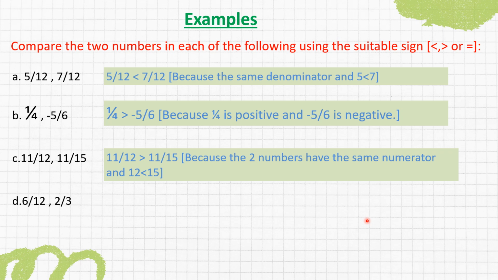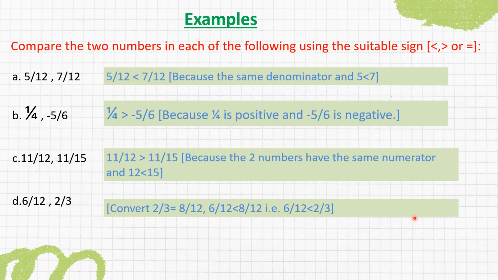Another example, 6 over 12 and 2 over 3. We have different numerators and denominators. Both of them are positive. Who can tell me? Excellent. We will convert 2 over 3 and it will equal 8 over 12, and we have 6 over 12. Of course, 6 over 12 is smaller than 8 over 12. So 6 over 12 is smaller than 2 over 3.